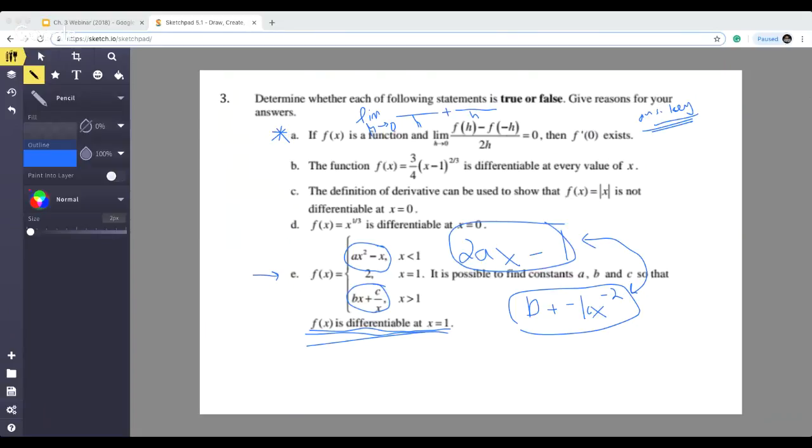Okay, Olivia is asking, can't the constants be found using b plus c equals 2 and the other two equations? That's a good question, Olivia. I think you might be thinking of continuity. So let me answer it this way. Yes, you can find constants to make it continuous. You can make the graph both meet at the point 2, but the derivatives will not match from the left and from the right.